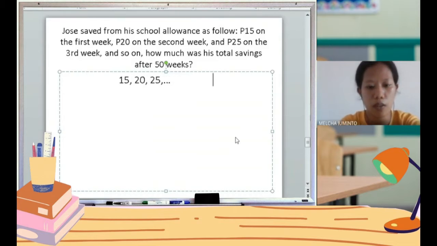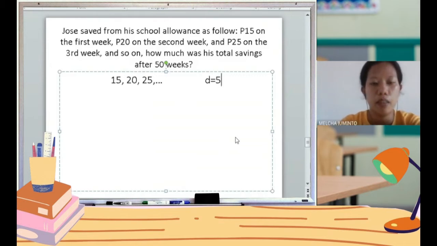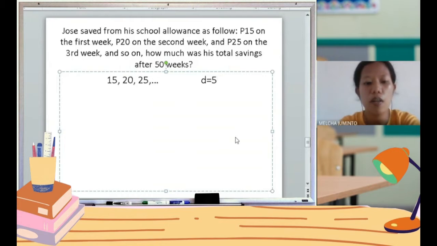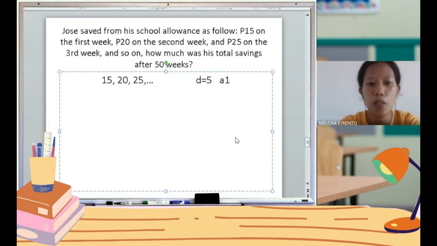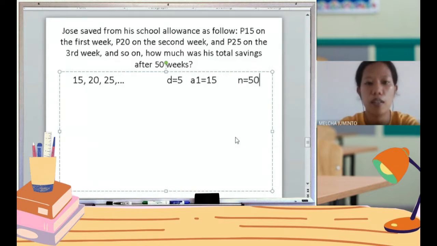So if there is a common difference represented by small letter d, that is an arithmetic sequence. Okay, so d equals 5. So we can now state the given. We have the common difference 5. We have the first term, which is 15. And we also know that we are looking for 50 weeks, so we use n equals 50.